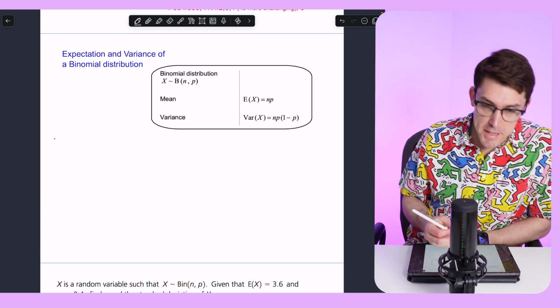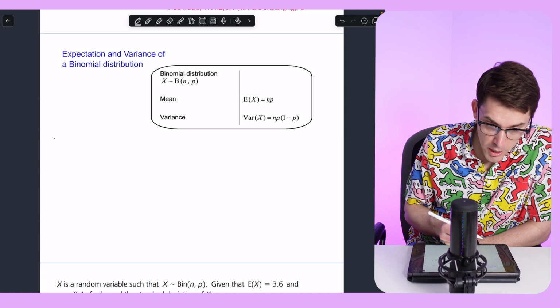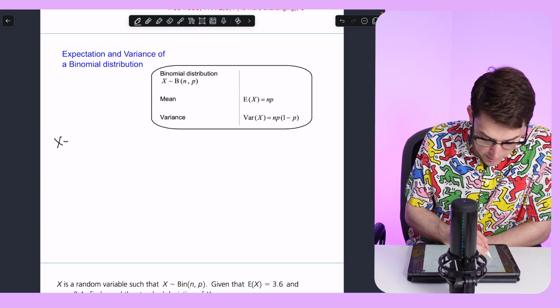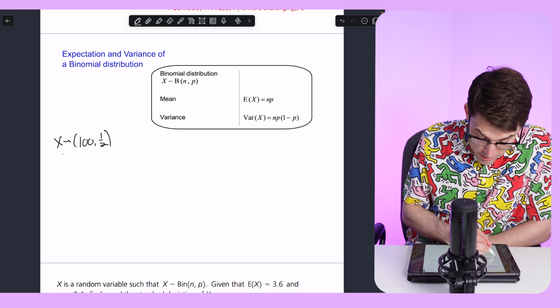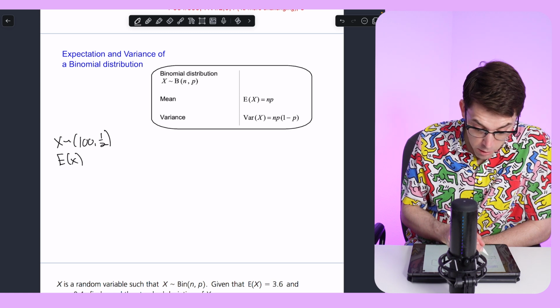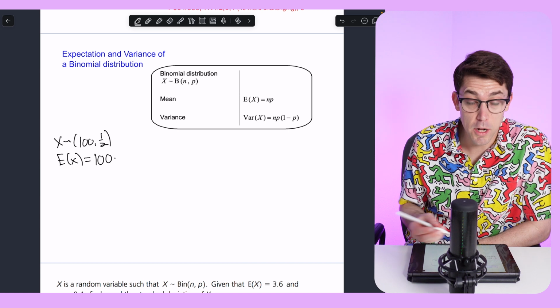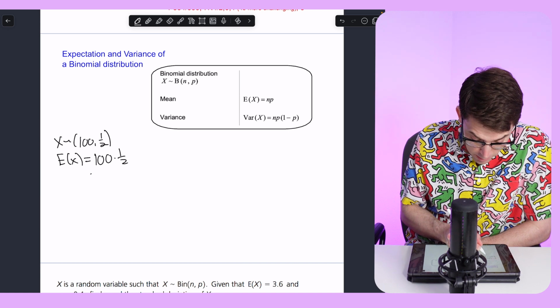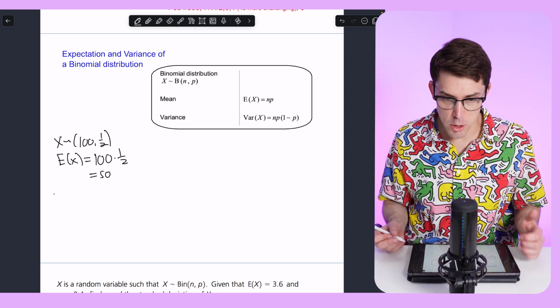So let's say, for instance, that I am flipping a coin 100 times. I would write X is, so I have 100 trials, and my probability of getting, let's say, heads is 1/2. So what is my expected value for all the heads? Well, I'm flipping the coin 100 times and multiplying by the probability, so I would expect 50 heads, which makes sense because I should have 50 heads, 50 tails.